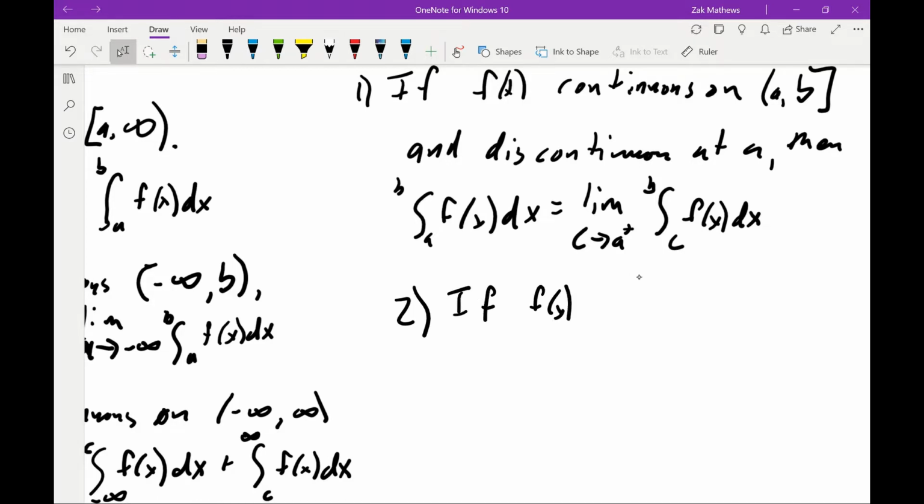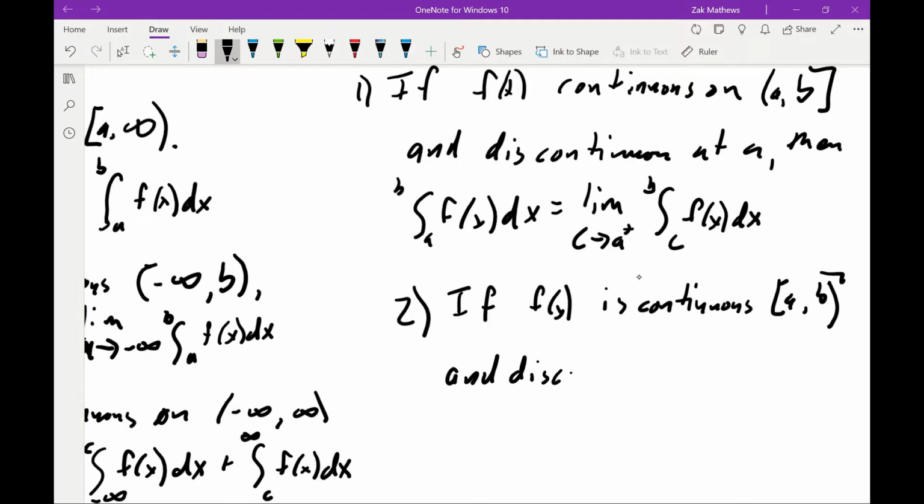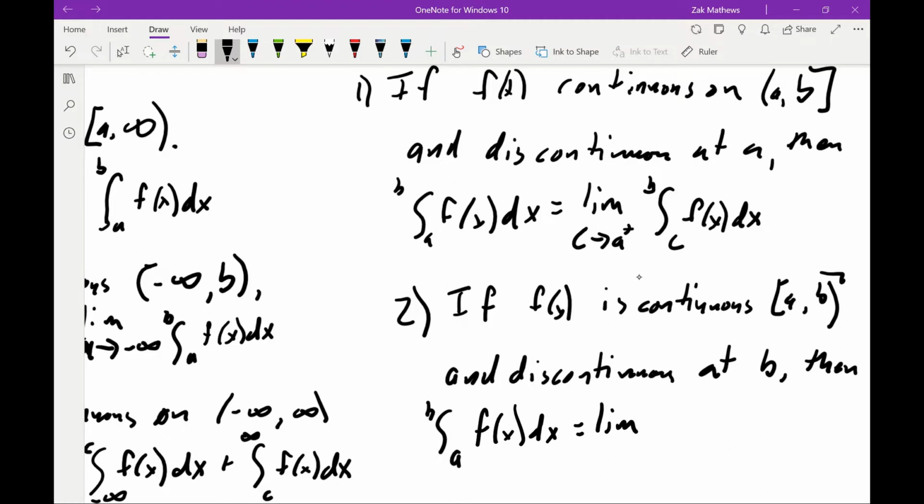So if f of x is continuous on an interval a included to b not, meaning it's discontinuous at that b, and discontinuous at b, then we can express the integral from a to b of f of x dx using a limit statement saying let the c get close to b from the left, approach it from the side that it is continuous on, and then we're going to take our integral.